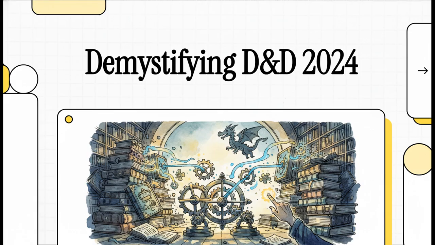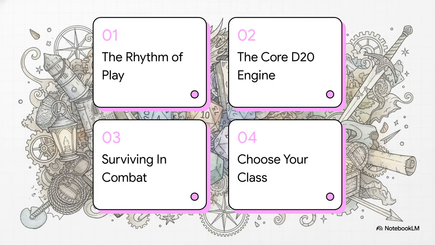Today we're demystifying D&D. We are going to take this legendary, absolutely massive rule set and break it down into a simple, logical engine that anyone can understand. To do this, we're using a funnel approach, starting really wide with the big picture and then getting beautifully granular. Okay, let's dive right into this.